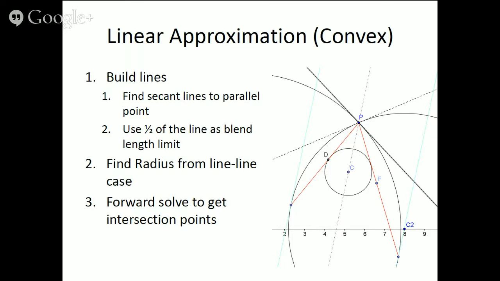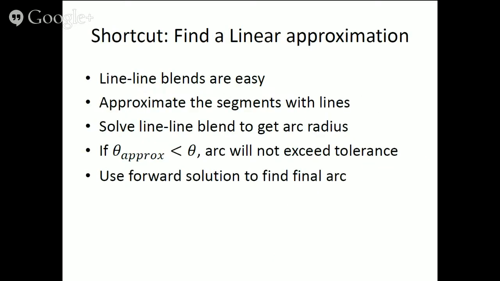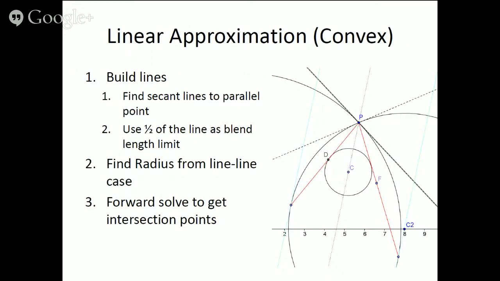The details of that solution are probably easier to understand if you're curious in the code, which spells it out pretty well, so if you have detailed questions about the math, I'd be happy to answer them later. So anyway, to summarize, since line blends are easy, we can just approximate everything as lines. And then as long as the angle between the lines is effectively smaller than the angle between the circular arcs, then we're okay.